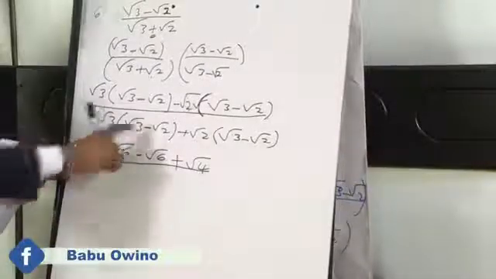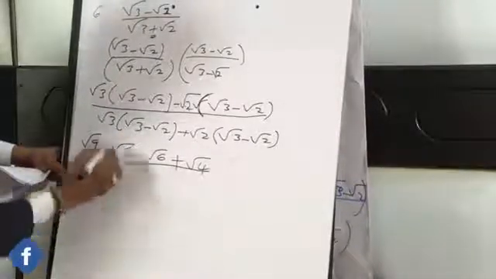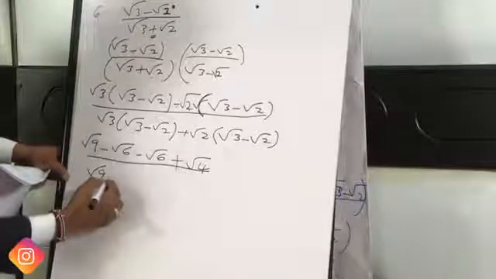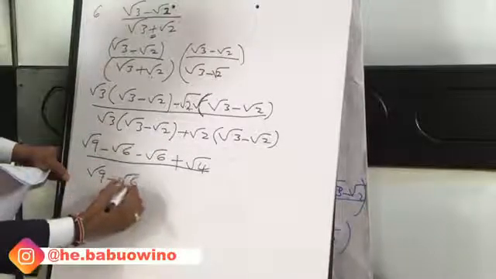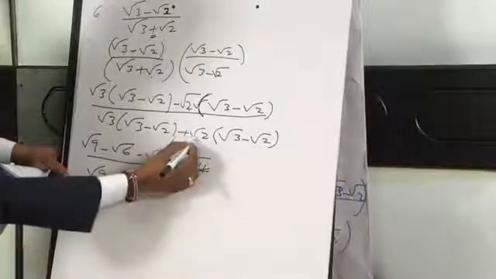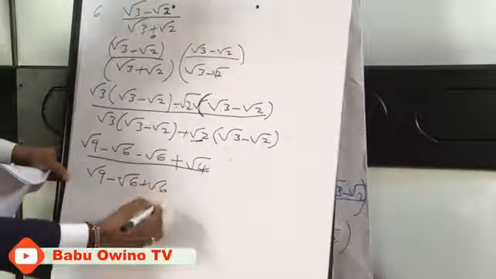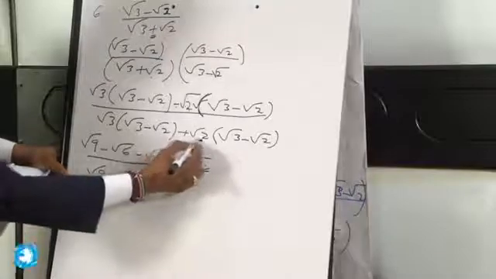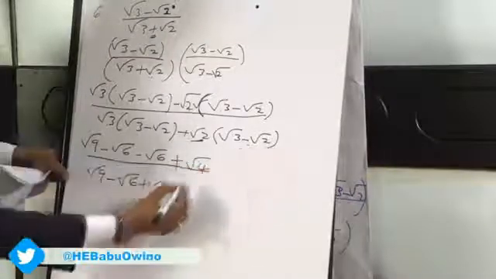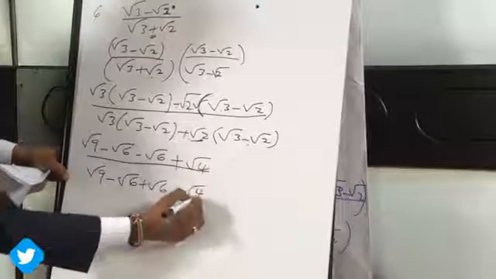Then you divide by the denominator. Root 3 times root 3 is root 9. Root 3 times minus root 2 is minus root 6. Root 2 times root 3 is plus root 6. Then plus root 2 times minus root 2 is minus root 4.